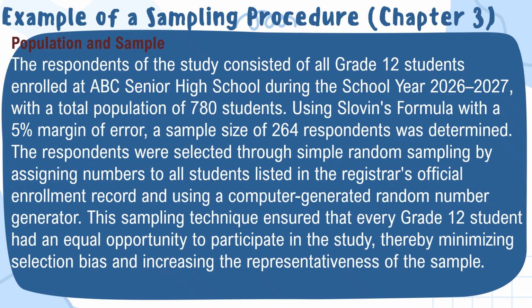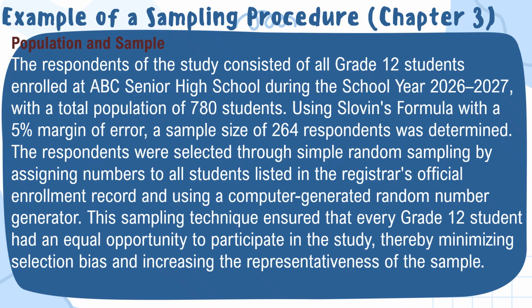Now let us examine an actual example of how this can appear in a research paper. So by the way, this is for your research chapter 3. Okay, so all of the topics involved ay para sa chapter 3 ng research paper nyo. Okay, so read the first sentence. The respondents of the study consisted of all grade 12 students enrolled at ABC Senior High School during school year 2026 to 2027 with a total population of 780 students.